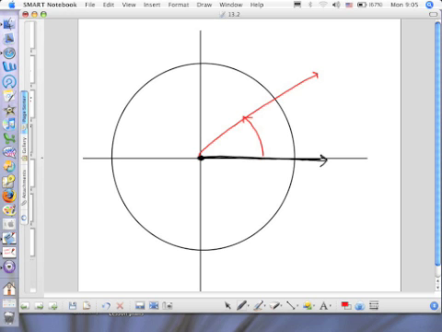Now, if I said graph a negative 45-degree angle in standard position, you're still starting at this initial side here, but instead of going up 45 degrees, you're going down 45 degrees. So when you see positive and negative angles, that's the only thing that's the difference between them. You either go up from the initial side or you go down.